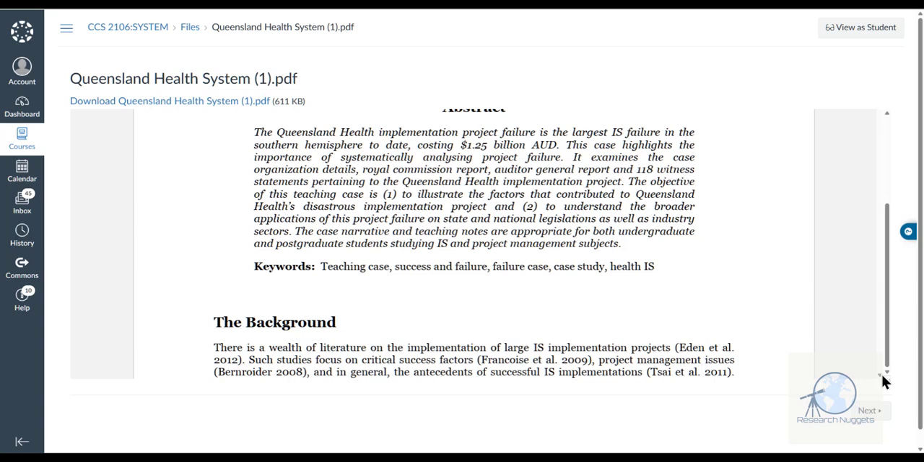As we undertake this course, we shall be referencing this Queensland Health implementation project quite a number of times. Queensland Health decided to replace their old payroll system, and a company called IBM was contracted, and they were to use SAP as the ERP system for that. The system was supposed to accommodate 85,000 health workers, and around 2010 it went live. But what are some of the things that happened?